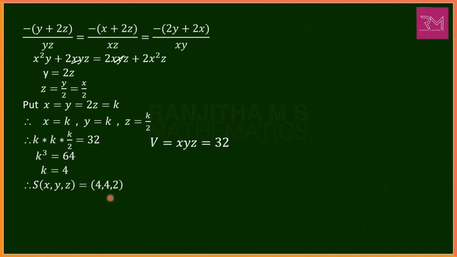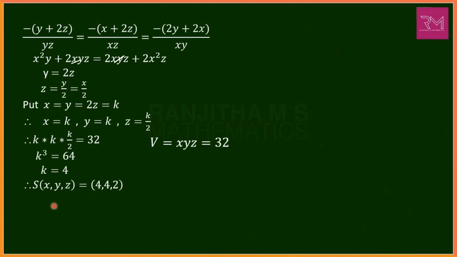Understand? First we have to form the auxiliary equation. From that find fx, fy, fz and equate to 0. We get 3 equations here. First take the first 2 equations and find the value. Similarly take the second 2 equations and find the value. After obtaining all the values we get x is equal to y is equal to 2z. Take these 3 expressions equal to k and find the value of k, that is k is equal to 4. Substituting k as 4 over here, we get the value of xyz as 4, 4, 2. This is a stationary point.